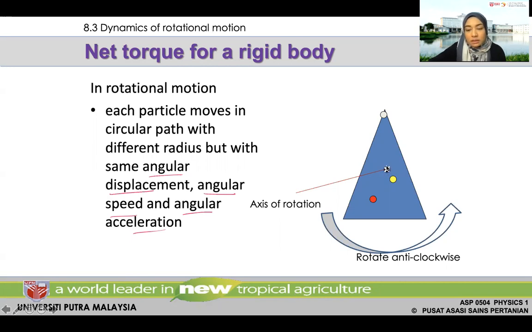So this is our axis of rotation. It's going to rotate about its axis, over here. Our two particles that we want to refer to are this yellow dot over here and also this red dot. Now if I start rotating this triangle anti-clockwise, which is this way, it would move like this about its center. As you can see over here, the axis of rotation does not move. Even though I rotate it, the axis of rotation remains there because that is our axis.